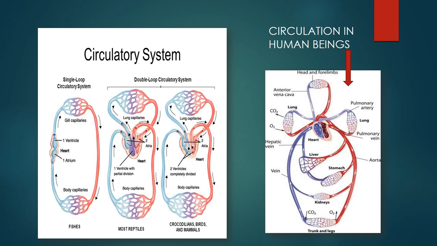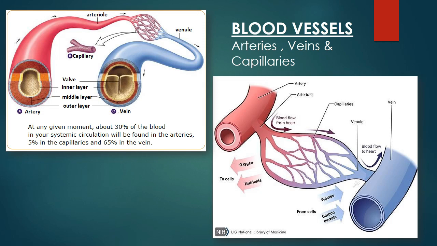Whereas in birds and mammals, we have blood passing through the heart twice during each cycle, so we have double circulation. Now let's proceed further into the types of blood vessels. Now as you can see very clearly in the diagram, we have arteries. These are the vessels which carry blood away from the heart to various organs of the body. Arteries take oxygen rich blood from the heart to the various organs of the body.